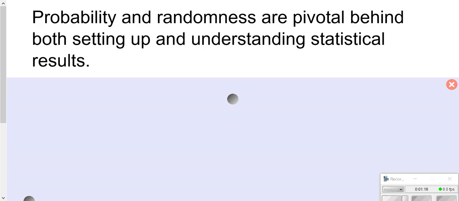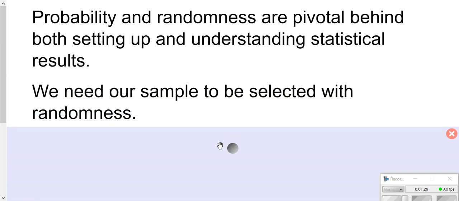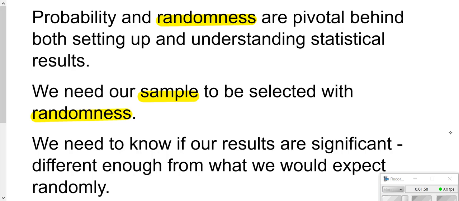Okay, so probability and randomness are really important to both setting up and understanding statistical results. As we talked about in Unit 3, we need our sample to be selected with randomness. So randomness is a key idea for when we are picking our sample for sure. And then once we have our sample, we're going to get some data, and we're going to have to decide if that data is important or not, if it's something that we would expect or not. What we need to determine then is if our results are what we call statistically significant.